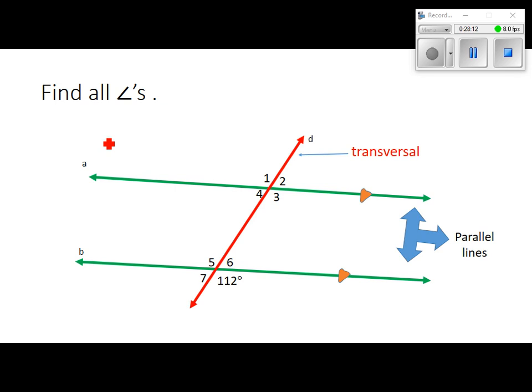We want to find all these angles. And I know the easiest thing to do, we know that this angle is 112, well then angle 5's got to be 112. They're vertical angles. Let's go some different routes here. If we're looking at this angle, the 112 one, if we smash these two lines together, angle 3 is going to lay on top of it. They're corresponding angles. They have to be congruent, so angle 3's got to be 112 degrees.